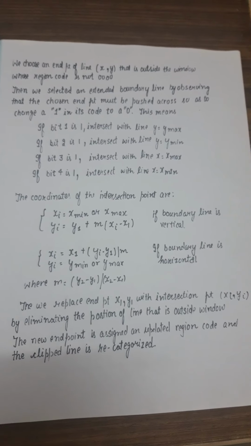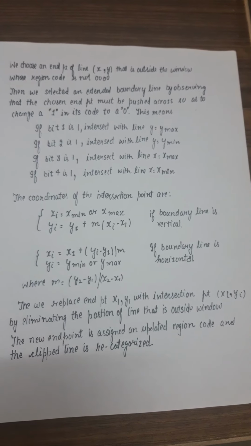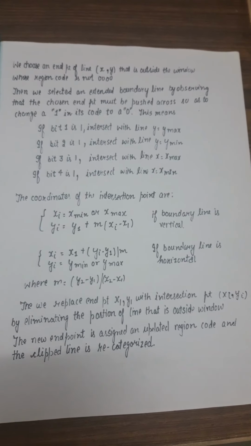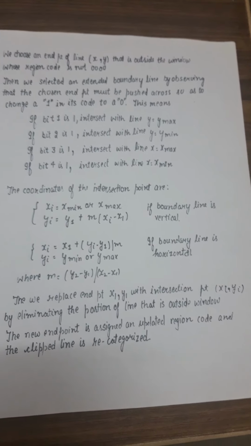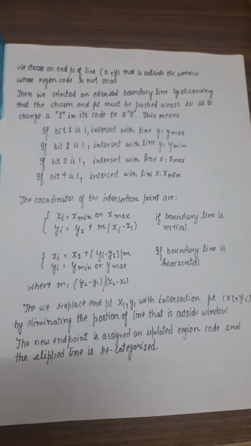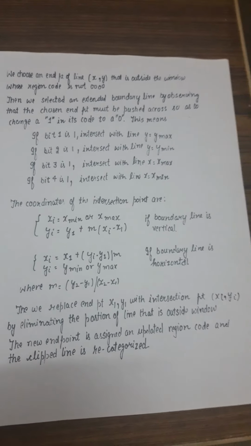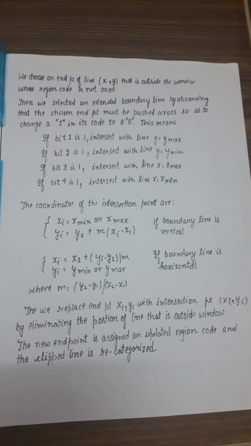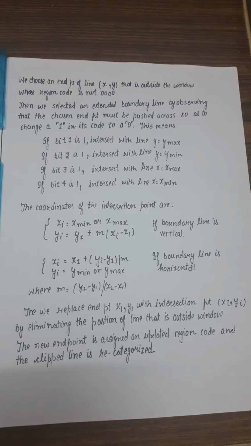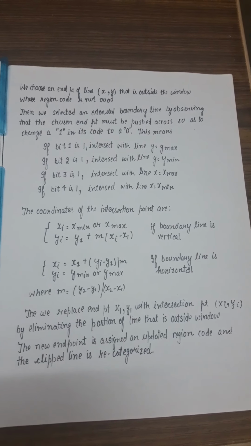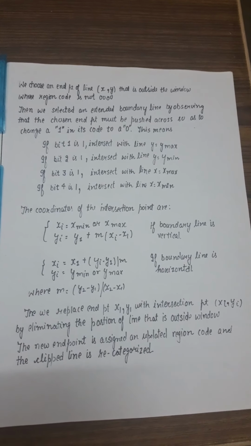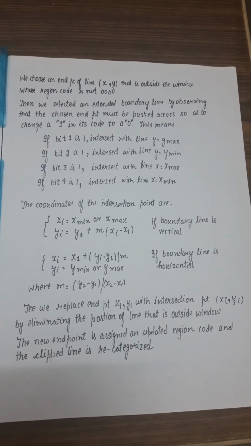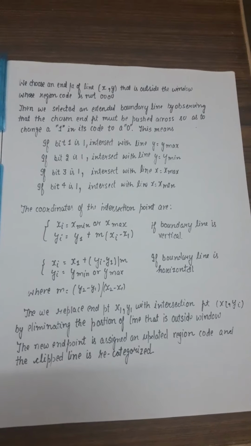After finding the intersection points, we replace the values of x1, y1 with the intersection point, eliminating the portion of the line that is outside the window. The new endpoints derived from this intersection point will be updated with new region codes to check whether they have the value 0000. It means they will become visible now, and we will proceed by considering only the portion of the line that is visible, having code 0000, and we have to neglect the rest of the portion.